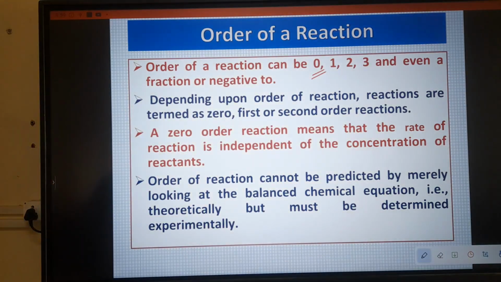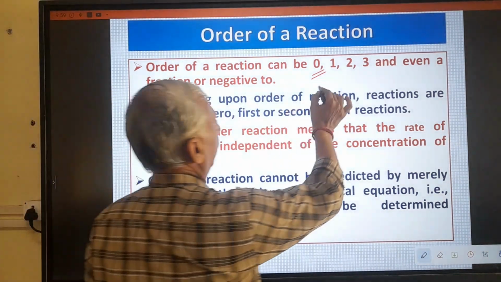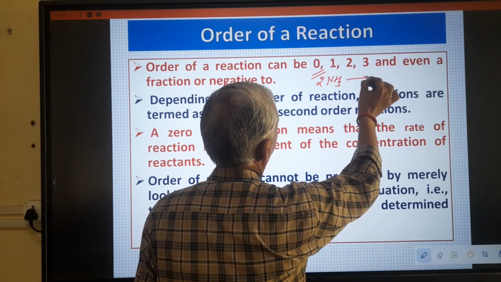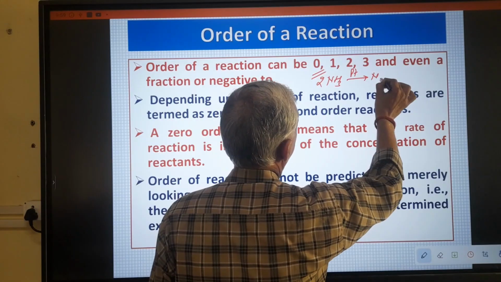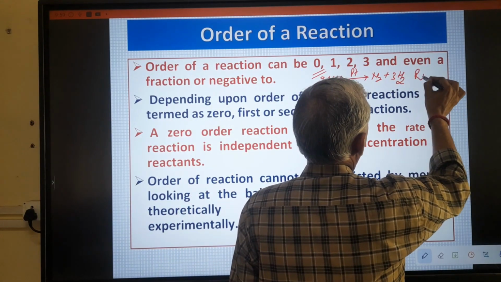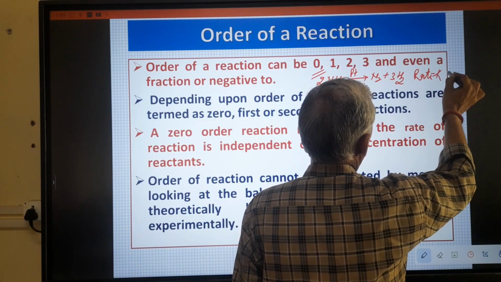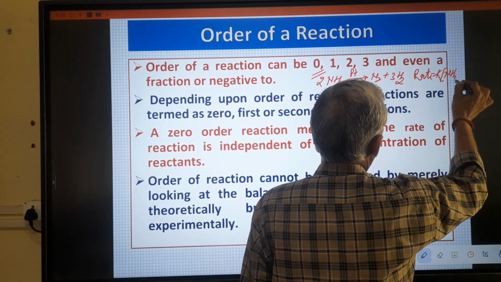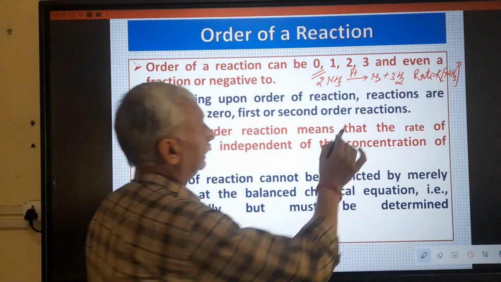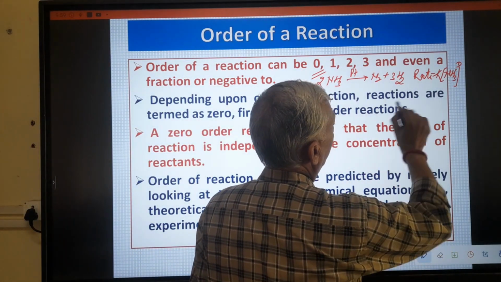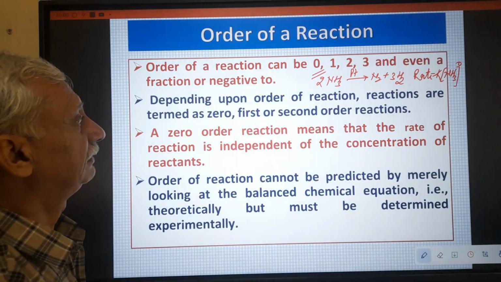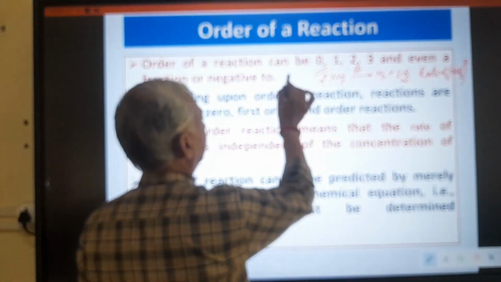So if I want to write this equation, this is the decomposition of ammonia on a platinum surface, giving N2 plus 3H2. Here the rate is equal to the rate constant times the molar concentration of ammonia raised to power 0. This means the rate of decomposition of ammonia does not depend upon the concentration of the reactant ammonia. That is why it is a 0 order reaction.